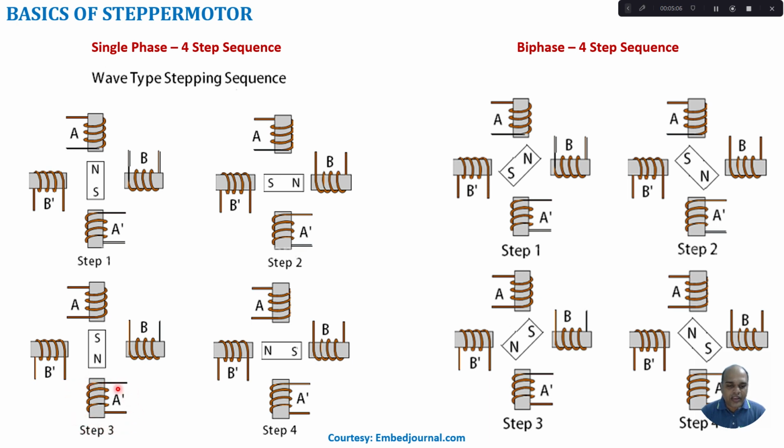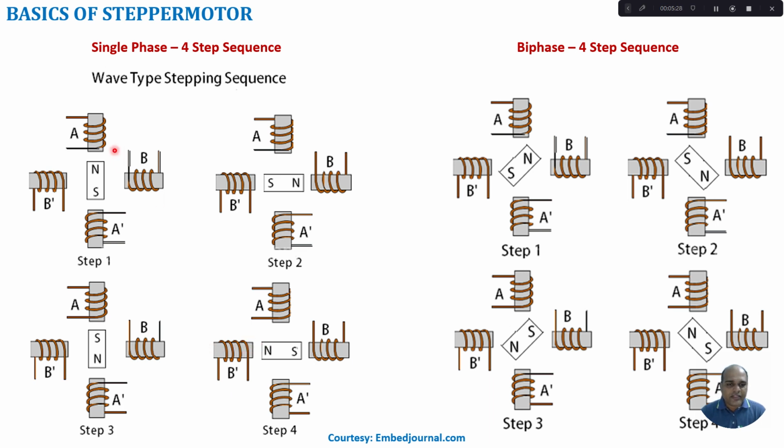So when coil A dash is excited, the magnetic field will be from top to bottom. The rotor again makes a movement of 90 degrees and gets aligned to the magnetic field. Next, B dash will be excited. Again the rotor makes a movement of 90 degrees and gets aligned to the magnetic field.